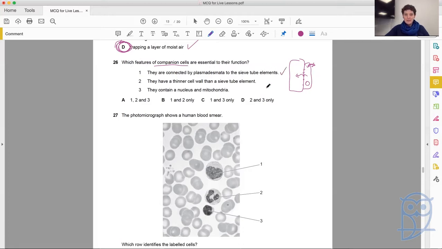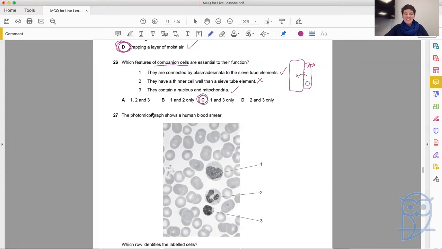Absolutely. They have a thinner cell wall than a sieve tube element. Okay, that has nothing to do with their function, because it's irrespective. Thickness of a cell wall, we usually talk about in regards to the xylem vessels. So that one we can get rid of. Definitely not two. They contain a nucleus and mitochondria. Absolutely, they've got the nucleus for both cells, and the mitochondria are crucial in terms of that active loading of the sucrose. So definitely one and three, which is C.